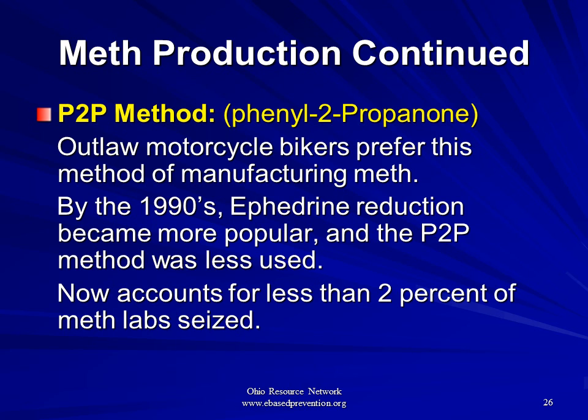Finally, we have the P2P method, which stands for phenyl 2-propanone. This particular method is the method of choice used by motorcycle gangs. However, by the 1990s, ephedrine reduction using the so-called Nazi method became more popular. So this method is not used very often.